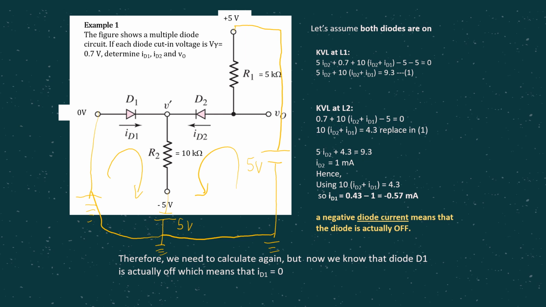Okay, first let's assume both diodes are on. Okay, so we are having two diodes. Let's assume both diodes are on.